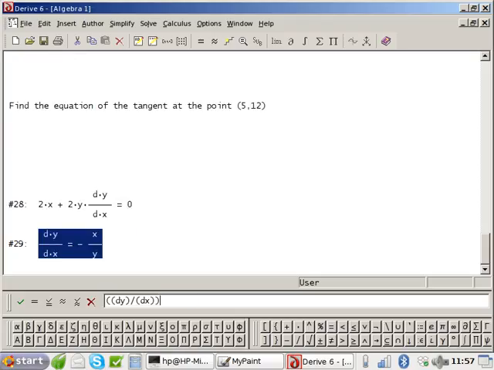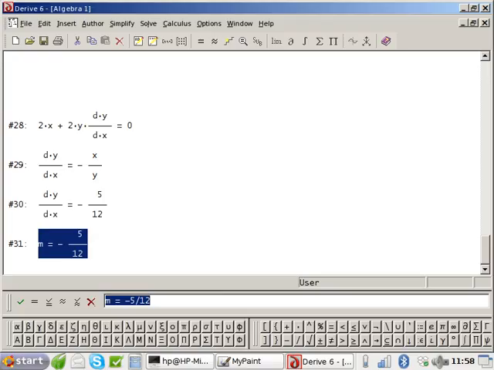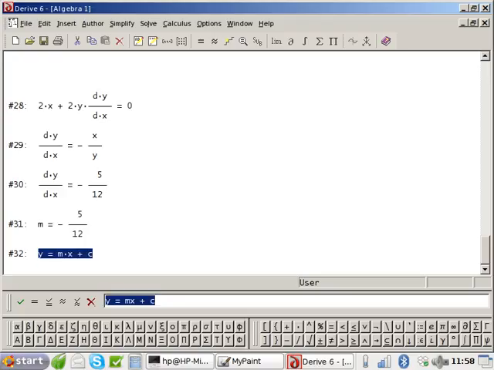Do you know x and y? You do. What's the x? 5. And what's the y? 12. So, there you go. So that means the slope equals minus 5 over 12, because remember from semester 1, the derivative is the slope of the tangent. So, how can I find the c now?